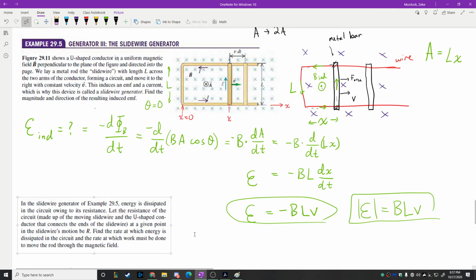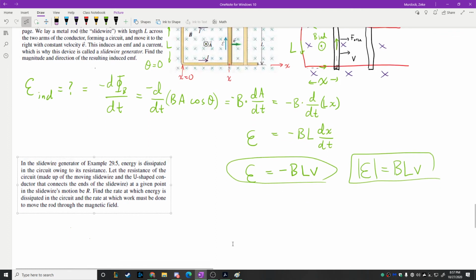Okay, the next part of this problem says energy is going to be dissipated in the circuit owing to resistance. We want to let the resistance of the circuit be R. We want to find the rate at which energy is dissipated in the circuit and the rate at which work must be done to move the rod through the field.